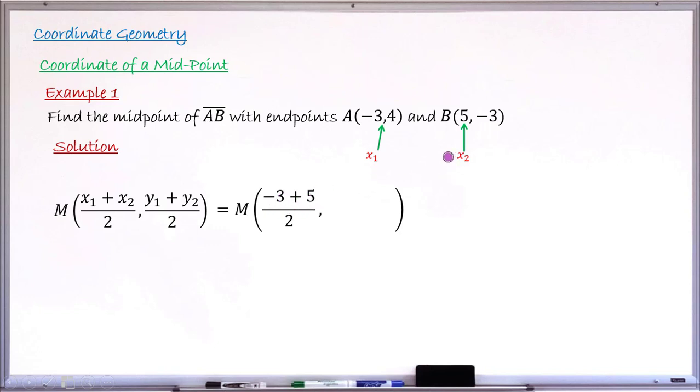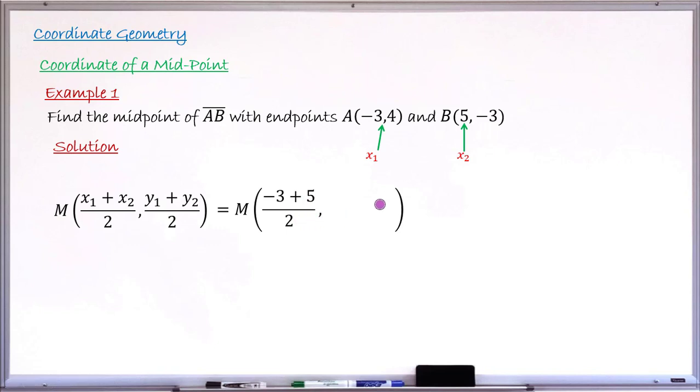-3 is the value of x1. Look at it here. I'm just replacing in this very formula. This is my x1, which is now -3. And my x2, which is 5 here, look at it. So divided by 2. So I'll continue.